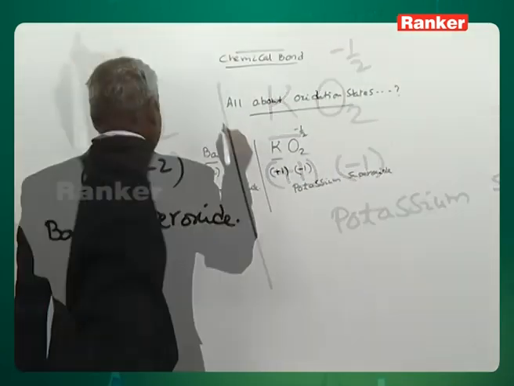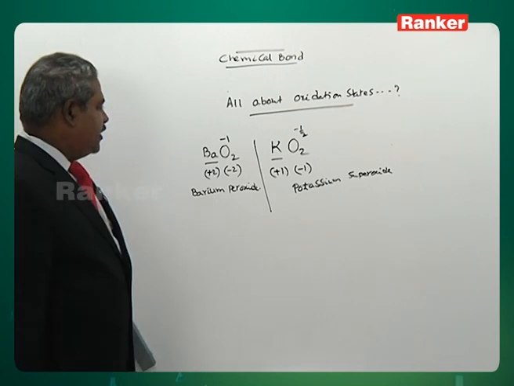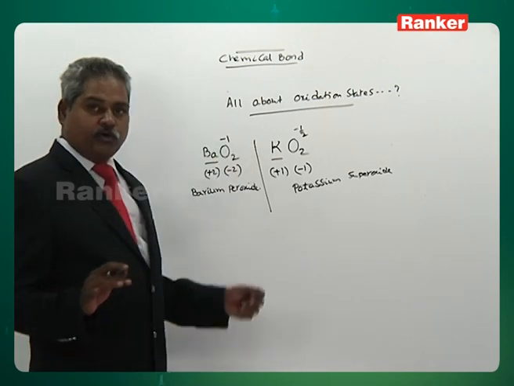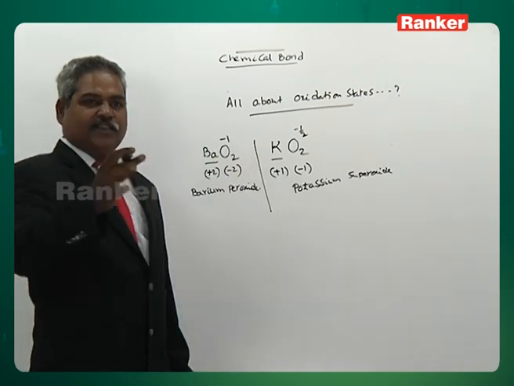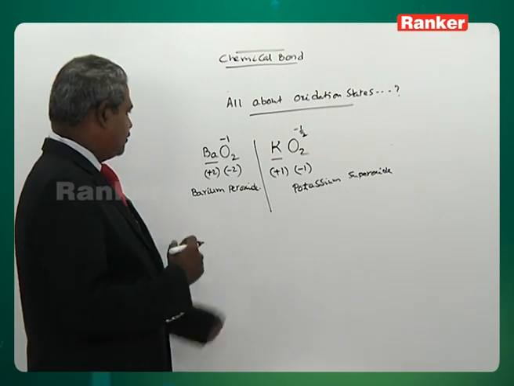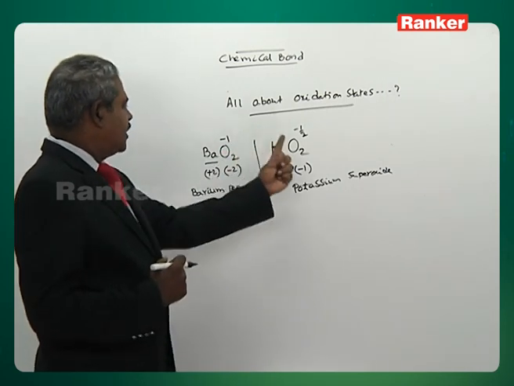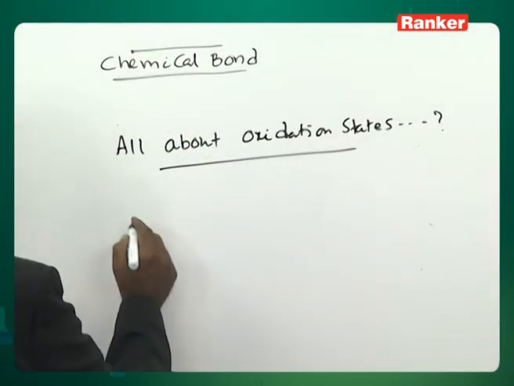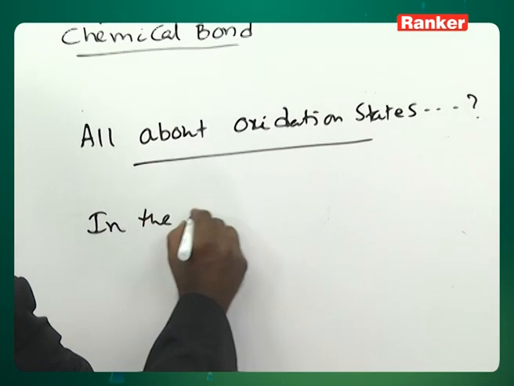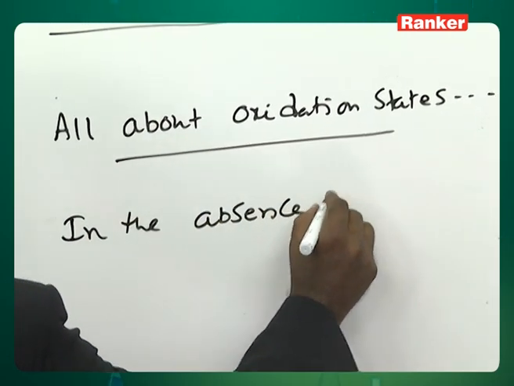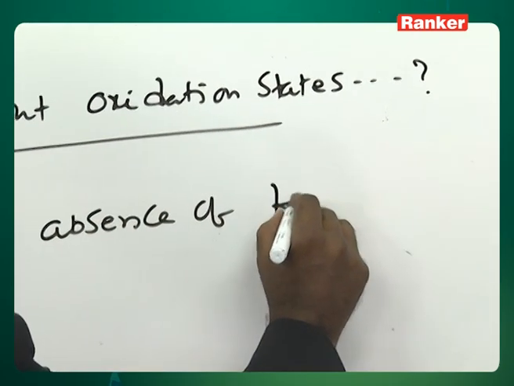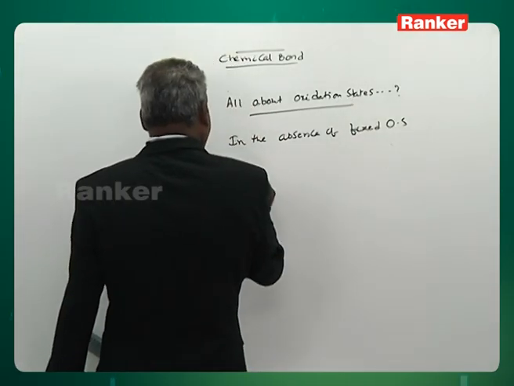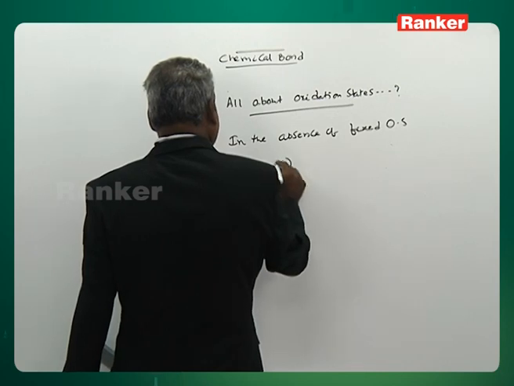So whenever there is an element with fixed oxidation state, that element will take charge of that molecule and decide the oxidation state of others. He will become the owner of that molecule, and he will decide what others should get. Now, in the absence of fixed oxidation state, give minus 2 to oxygen.